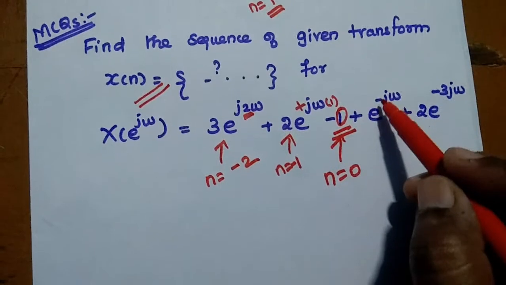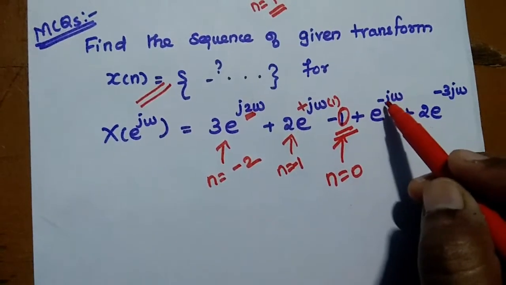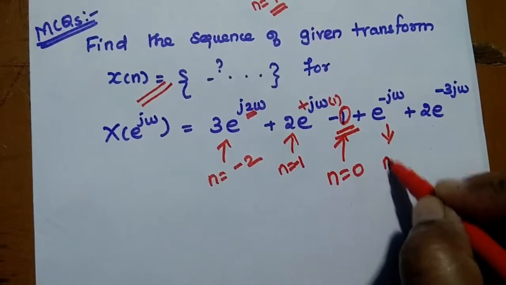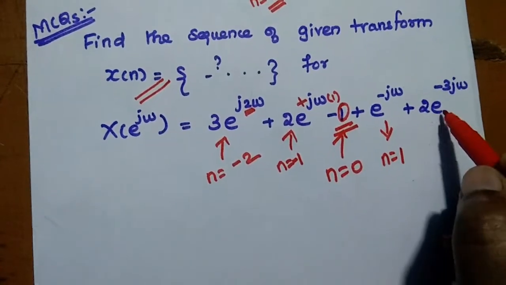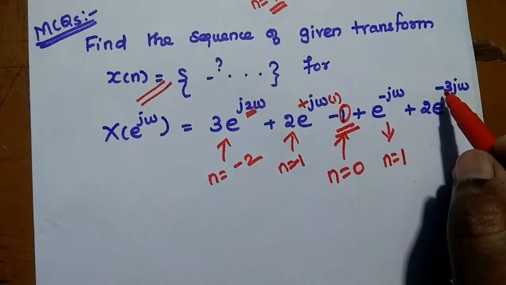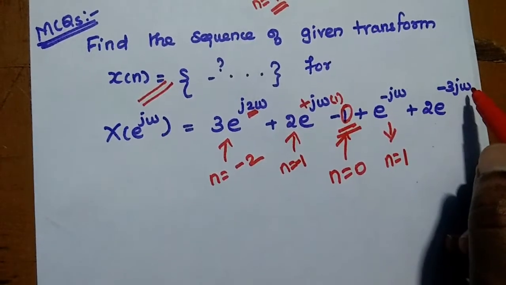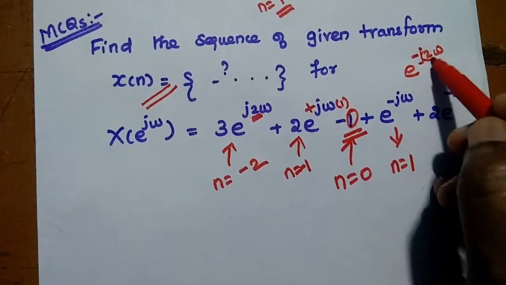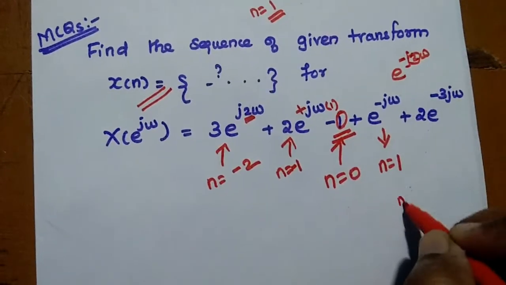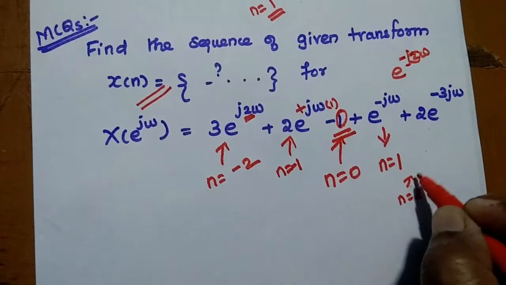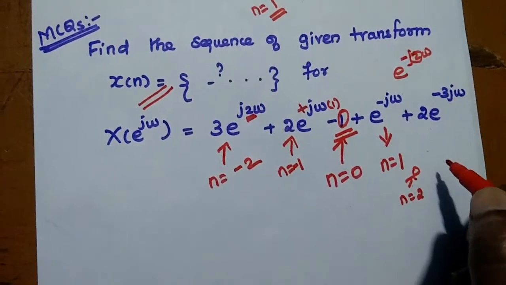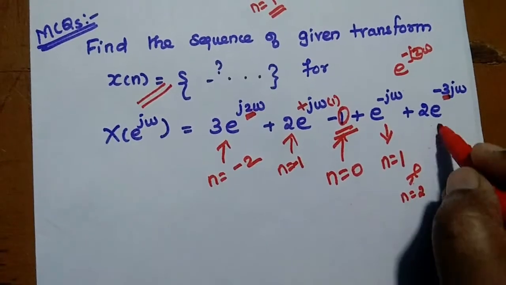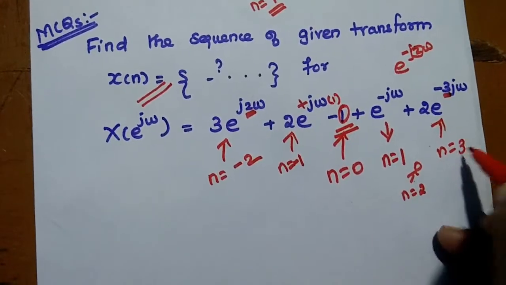Okay. So the next one here, that exponential is having n is equal to minus. Minus means that value represents what? n is equal to plus 1. Okay, so here e power minus 3j omega. There is no e power minus j2 omega. 2 is missing. So n is equal to 2, that value here is 0. So here n is equal to 3 term is given. So this is nothing but n is equal to 3.